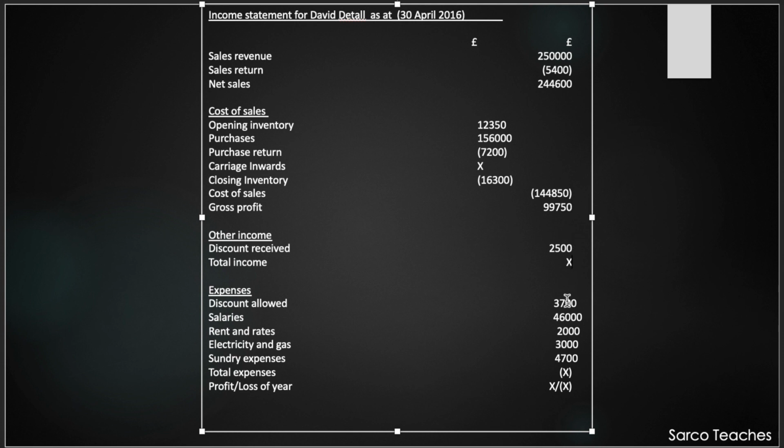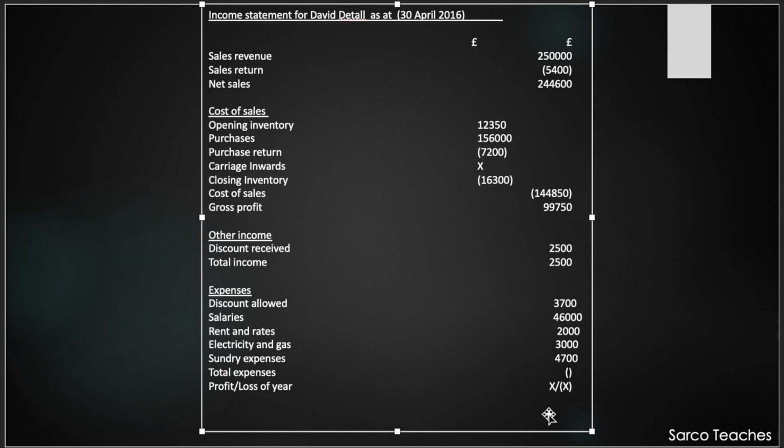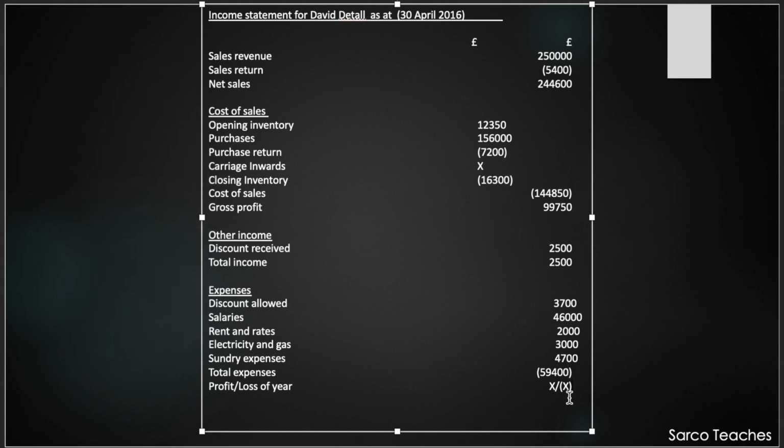Other income. For other income, we only have discount received, so we don't really need a calculator for that. It's 2,500. Next on the line is expenses. Discount allowed plus salaries plus rent and rates plus electricity and gas plus sundry expenses equals 59,400. Our last step will be to calculate the profit or loss of the year. So we get gross profit plus total income minus total expenses. We get a value of 42,850, and because it's positive, it means that it is profit.